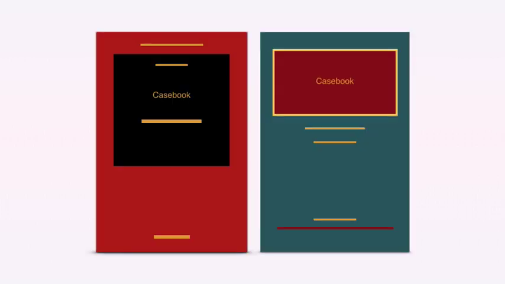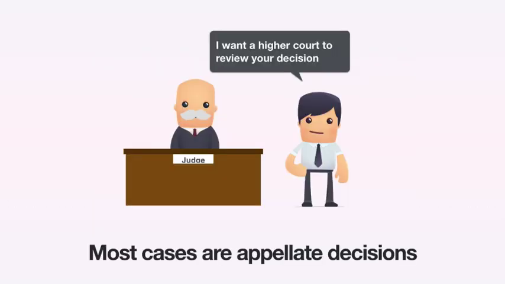Most of the judicial opinions that you'll be reading in law school are found in casebooks, which are compilations, by subject matter, of judicial opinions. Most cases in law school casebooks are appellate decisions, that is, typically at the lower court level, say the trial court, there was a ruling that disposed of the case, and the disappointed party has asked the higher court, either an intermediate court of appeals or the highest court in that jurisdiction, to review the lower court's decision.